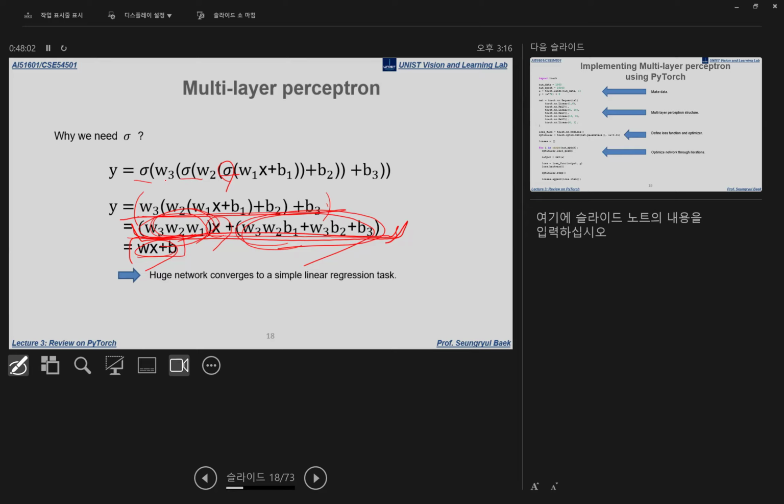So without involving this nonlinearity, deep learning architectures, even though they are complex, having many operations and big architectures, become simple linear equations. That's why we involve this sigma, to avoid them becoming one huge simple function.